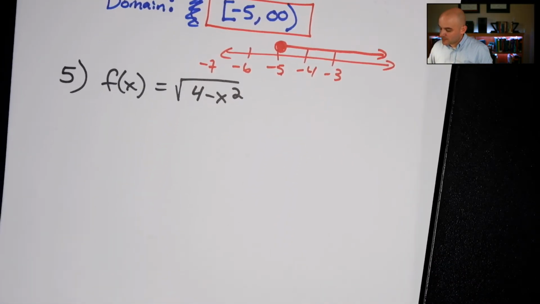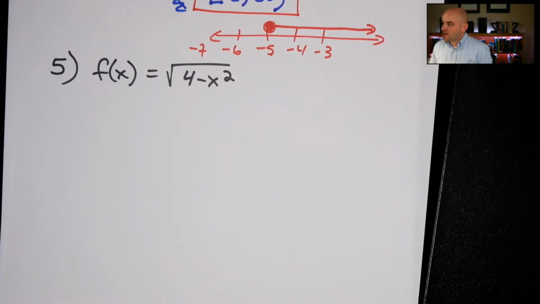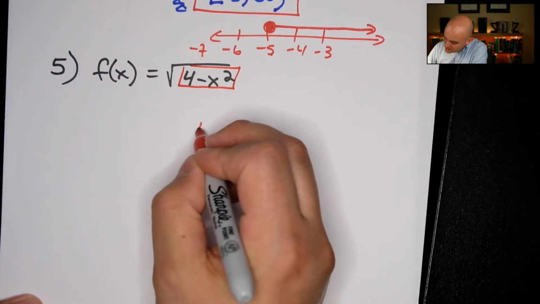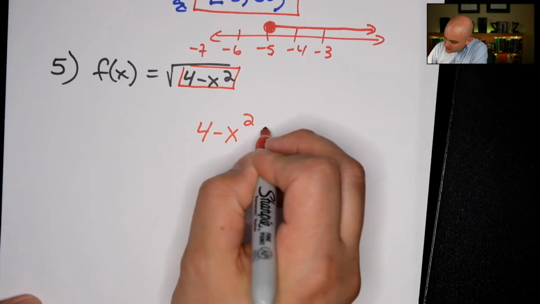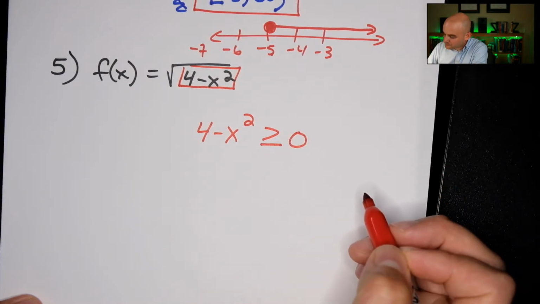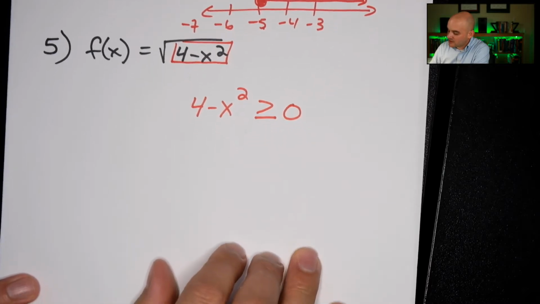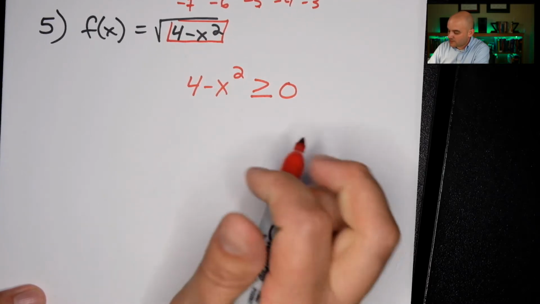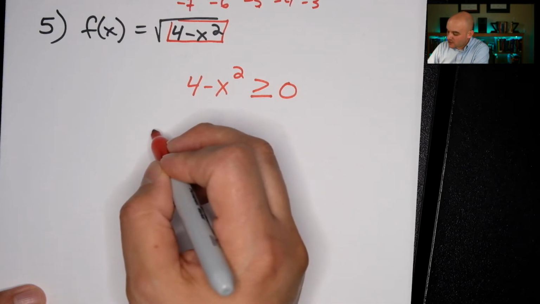Try out the next one. f of x is equal to the square root of 4 minus x squared. So once again, our rule for radicals is that they cannot be negative. So I'm going to take what's inside right here and say that 4 minus x squared must be greater than or equal to 0. Now here's a case where it's a lot easier to work this if we factor it because of that square there. So this is a difference of squares.